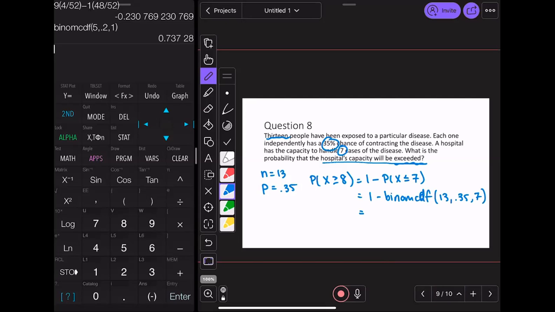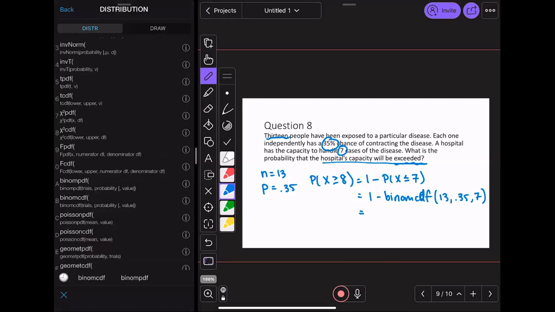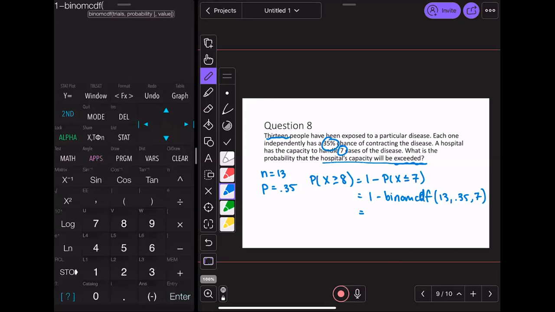So then we can go straight to our calculator for that. 1 minus, and then second vars, binom CDF, it's going to be 13, 0.25, or sorry, 0.35, and then 7. So that's going to be 0.0462. So the probability that the hospital's capacity will be exceeded is 0.0462.